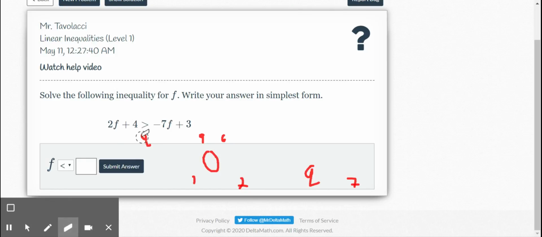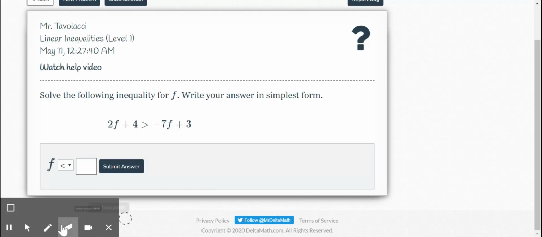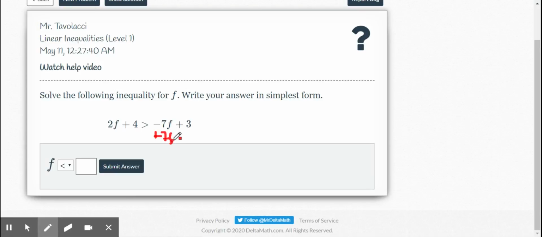Let me erase some of this. I've got 2f plus 4 is greater than -7f plus 3. Once again, I prefer my variable on the left-hand side, so I will add 7f to both sides. At the same time, I'm going to zero out the number on the left-hand side by subtracting 4. So that cancels, that cancels.